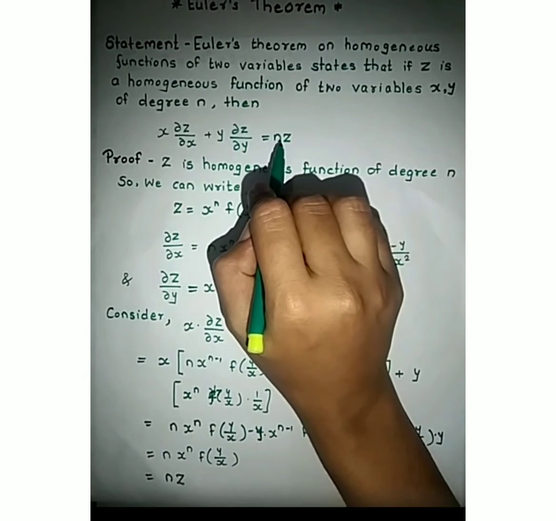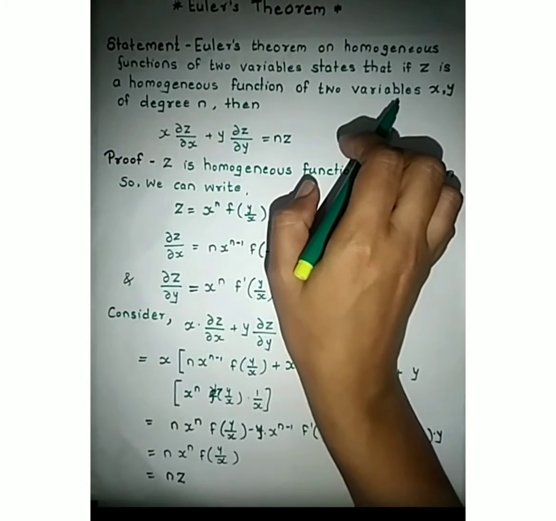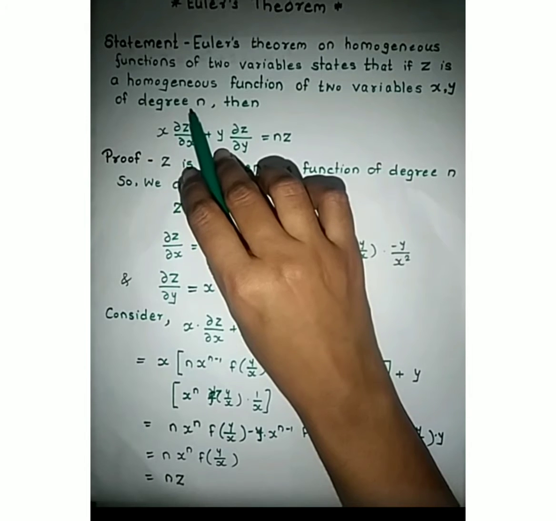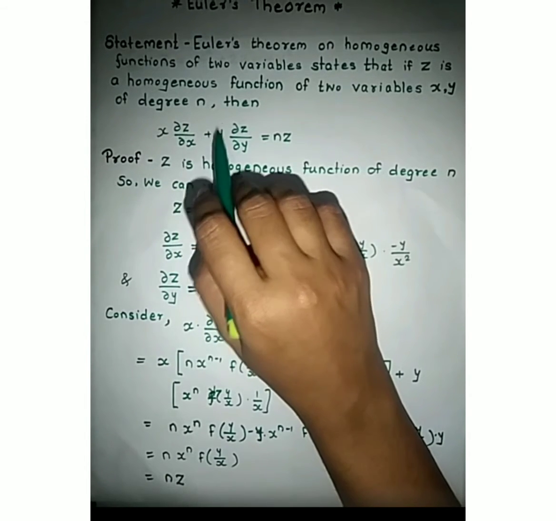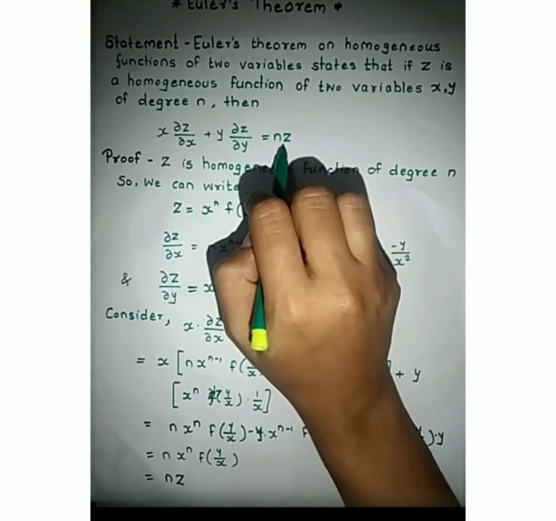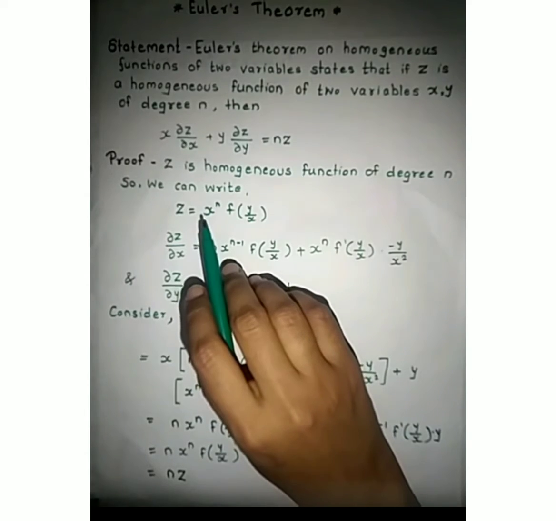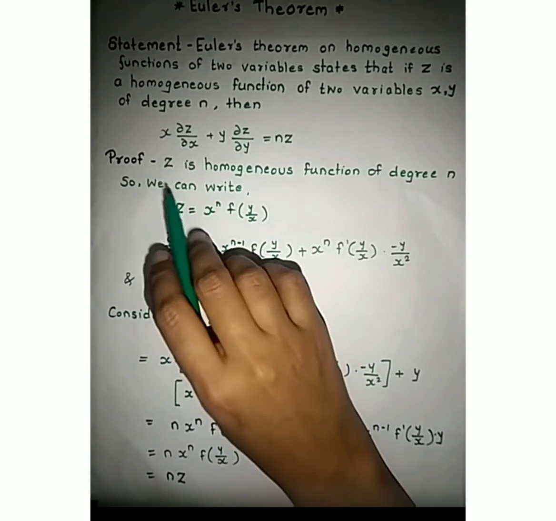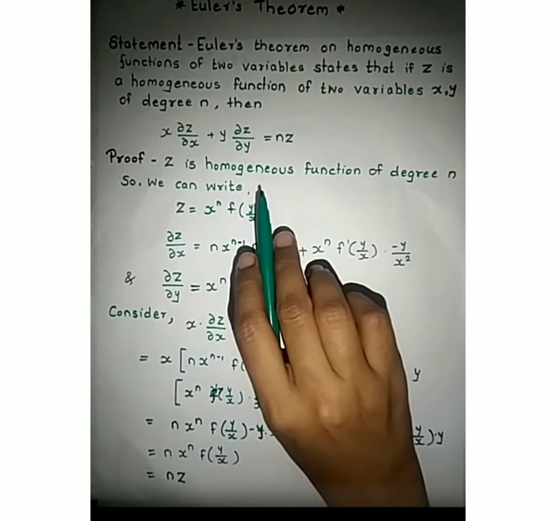If we have any homogeneous function of two variables, let x and y, which has degree n, then x ∂z/∂x plus y ∂z/∂y is equal to n into z, where n is the degree. So the proof of this theorem is, let z be a homogeneous function of degree n.